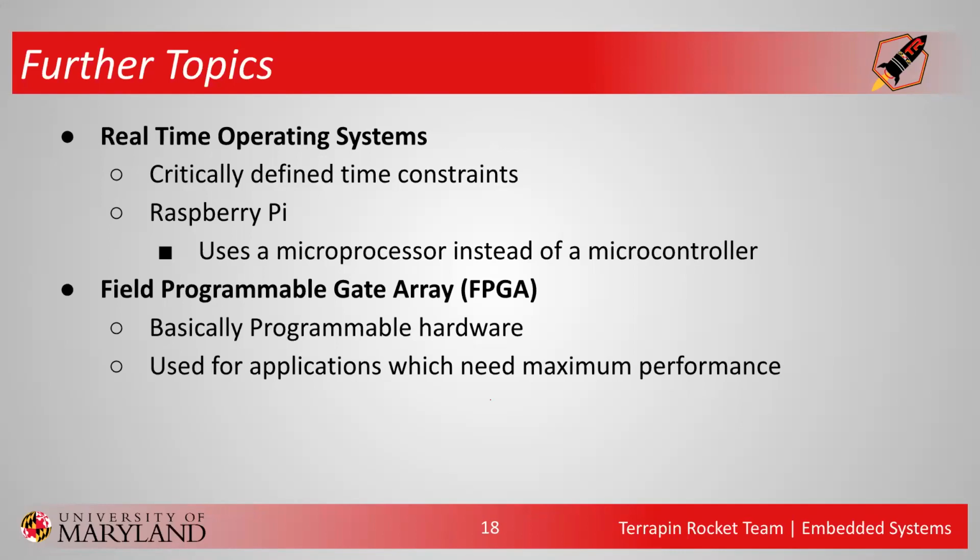Like we can only run one thing. But on something like a Raspberry Pi or even your computer, you can run multiple different things at once, as I'm sure you've noticed. Next, we have field programmable gate arrays, or FPGAs. These are essentially just programmable hardware, used for applications where we need maximum performance. It's just a little bit more efficient than pure software. And since the name of the game in embedded systems is efficiency, it's good for us.